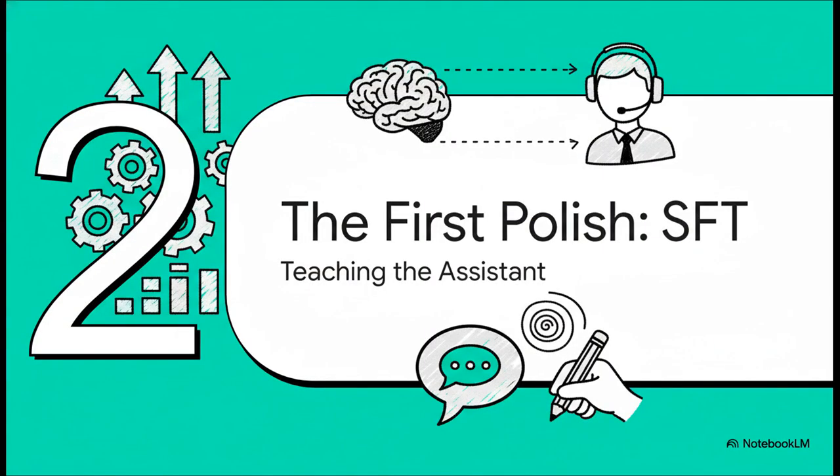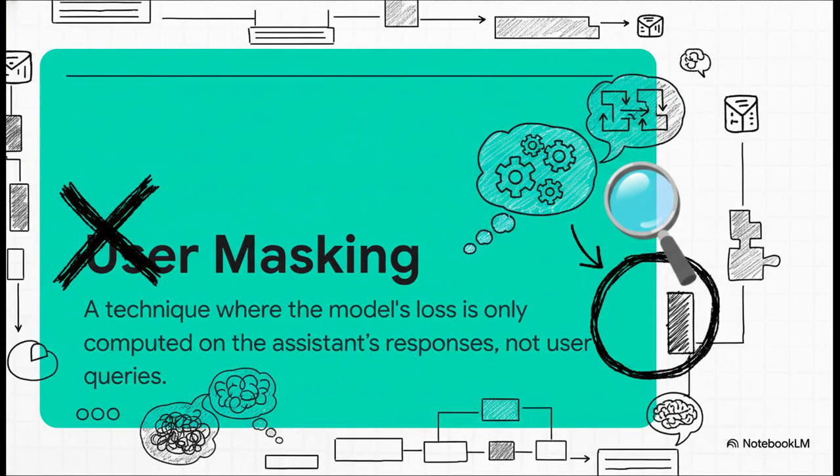All right, so our model's raw knowledge is in place, the warehouse is full, now we enter the post-training phase. And the very first step is supervised fine-tuning, or SFT. This is where we finally start teaching the model how to act like an assistant. One of the key tricks they use here is something called user masking. It sounds technical, but it's a really simple and powerful idea. Instead of grading the model on the whole conversation, you only calculate its learning error, its grade, basically, on the parts where the assistant is supposed to be talking.